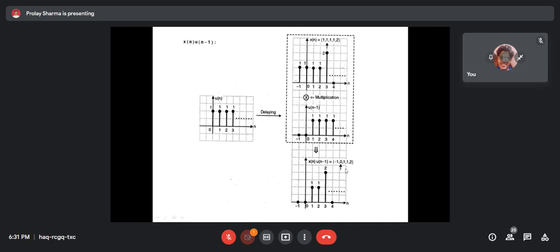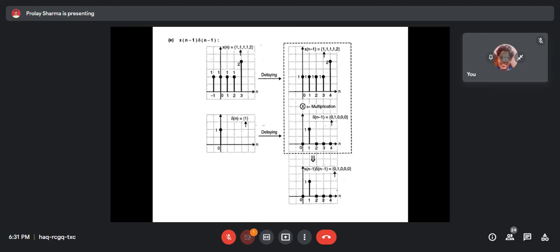Causal one means, in this case, all the sample values of the signal lie only on the positive n values, positive indices of n. There are no sample values for the negative values of n. This operation is very significant. To make any signal causal, we have to multiply it with a unit step signal, because the amplitude is 1, and in the negative axis, if any values are present, they will be nullified.